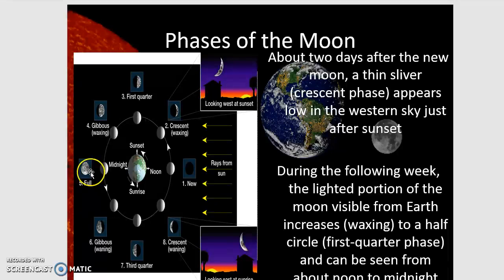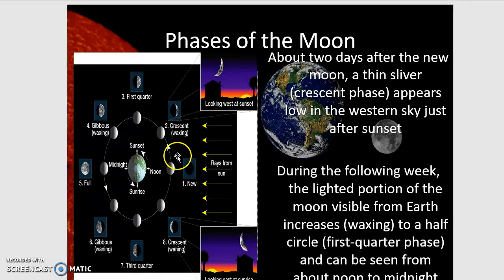Then to position 5, we have a full Moon lit up. So we see the complete side of the Moon that is being lit up by the Sun. Now position 6, now we're going to start to see less of the Moon lit up. So we are now waning. So this is a waning gibbous at 6, onto a third quarter at 7, and a waning crescent at 8.